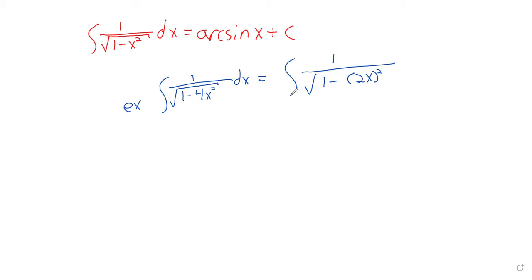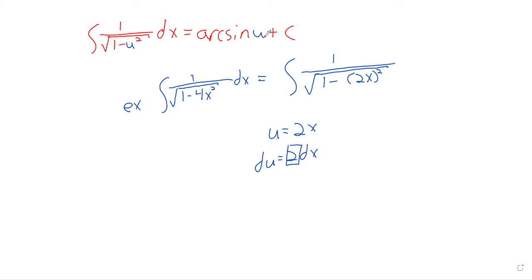But we can write 4x squared as a square. 4 is 2 squared, so 4x squared is (2x) squared. And we can then use U substitution to turn this into something that looks like the arc sine. We're going to use U substitution, and we're going to get 1 minus u squared. And the integral will be the arc sine of u plus c.